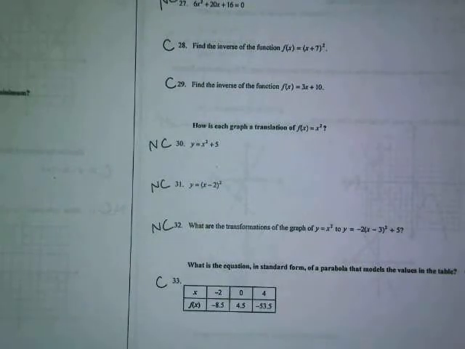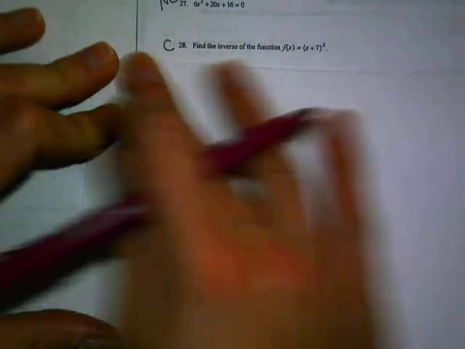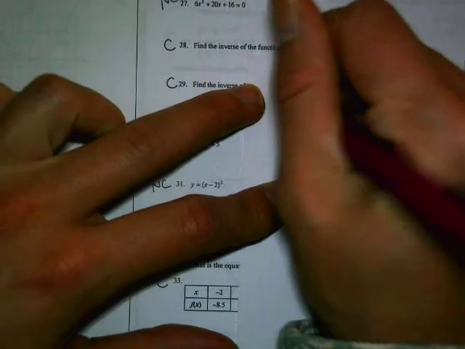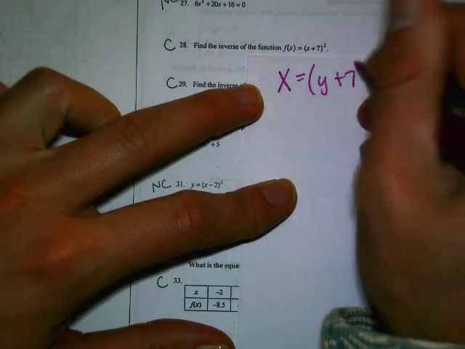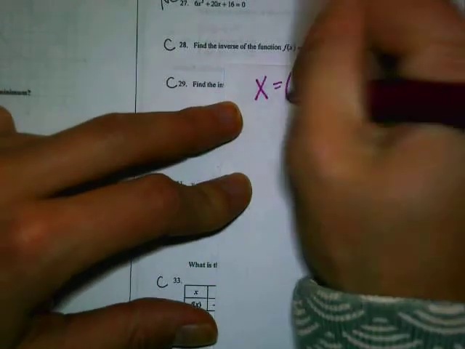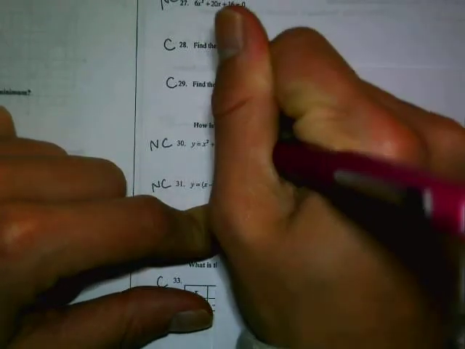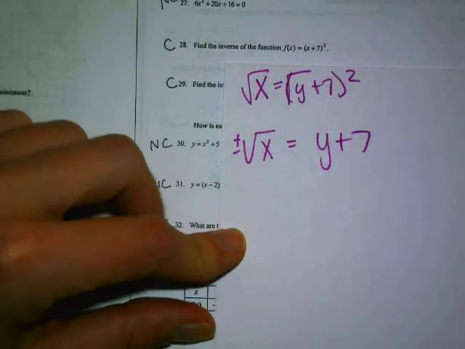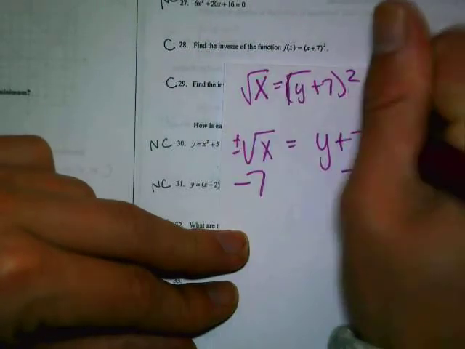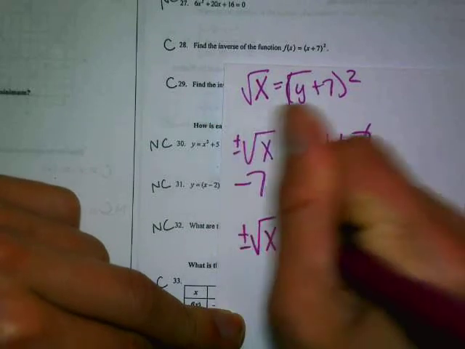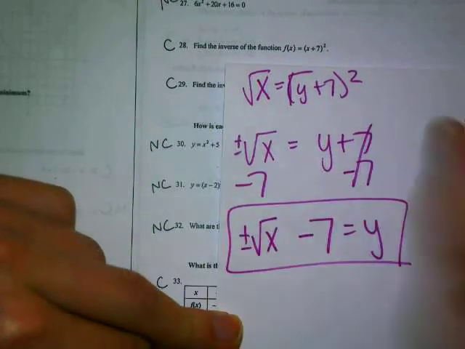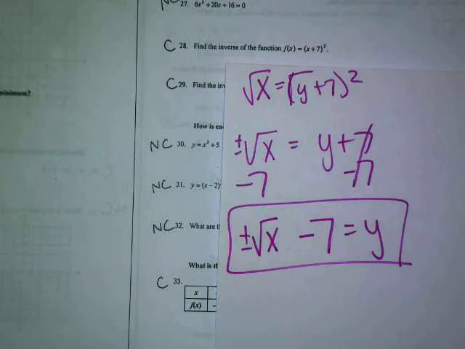Oh, inverse. All right. This one says calculator, but the calculator really does not help you. So for finding the inverse, we're going to switch the x and the y. So this guy is going to become an x. This guy is going to become a y. And then we just have to solve for y. Square root. Every time you square root, you have to put a plus minus sign. Minus 7, minus 7. The 7 was not square rooted, so make sure it is on the outside of your square root. All right, so that one was number 28.